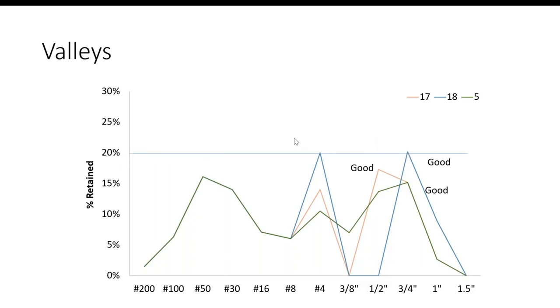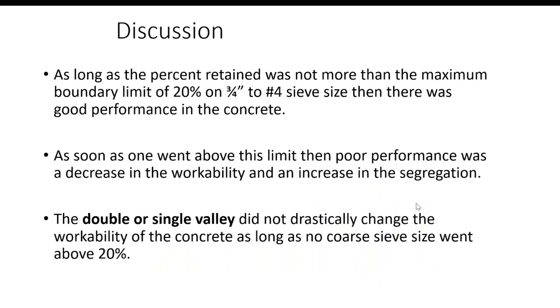And this critical line here is 20% where bad things start to happen. So as long as your percent retained was not more than the maximum boundary of 20% on the 3/4 inch to the number 4, there was great performance in the concrete. 20% is the magic limit. But as soon as one started to go above that, that's when bad things started to happen.